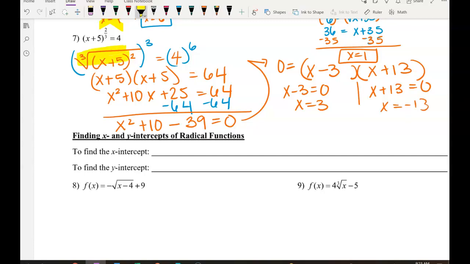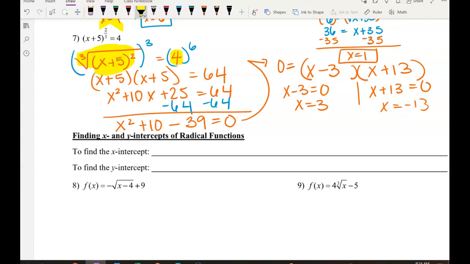Remember, you can check it when you have it here. 3 plus 5 is what? 8. Square root of 8 for me. 64. Cube root of 64. 4.